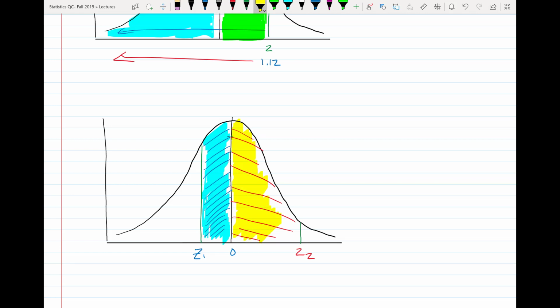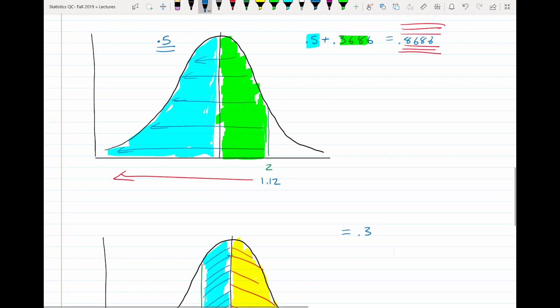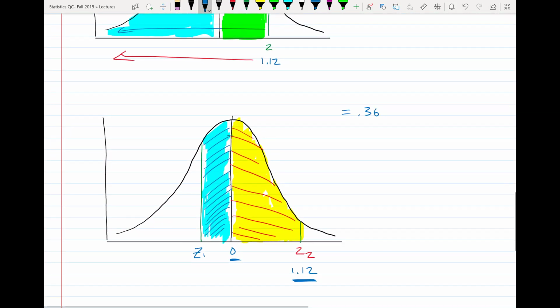Let's figure that out with a real example. Let's say our z-score is going to be, as it was before, 1.12. So the probability that we are between 0 and 1.12 equals, what was it, 0.3686. Right, I'll color that in with yellow so we know what we're talking about.